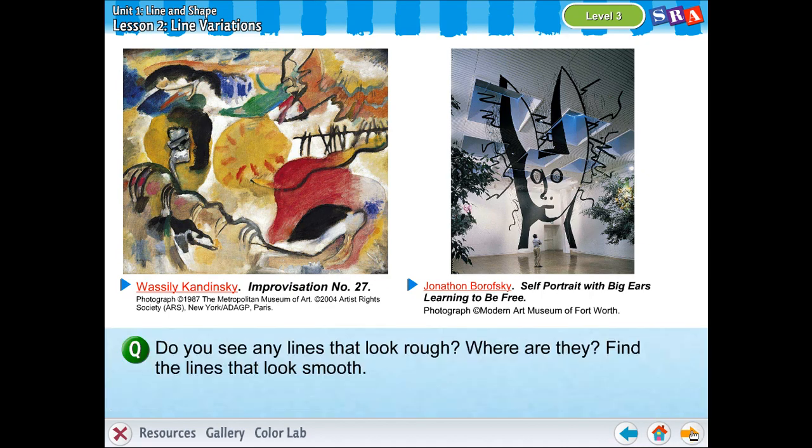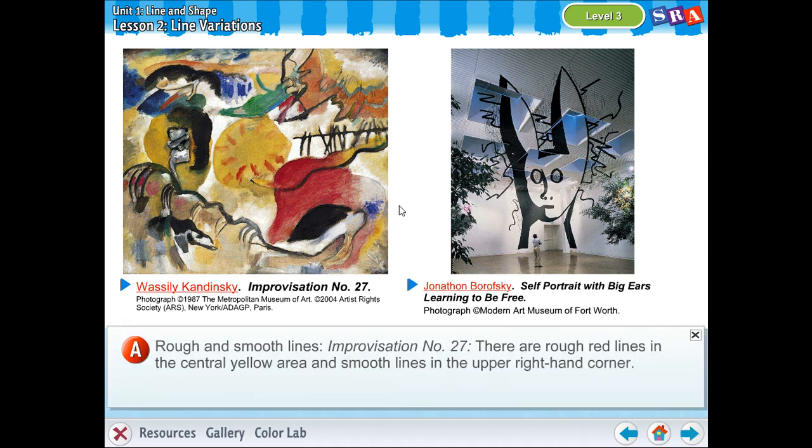Do you see lines that look rough? Where are they? Can you find lines that look smooth? So rough and smooth ones in this one right here, the rough red lines throughout the picture, and the yellow are the smooth lines right here. Smooth, and I see some rough ones on the outside. And over here you see it's really kind of rough lines on the outside versus smooth lines like of the face.